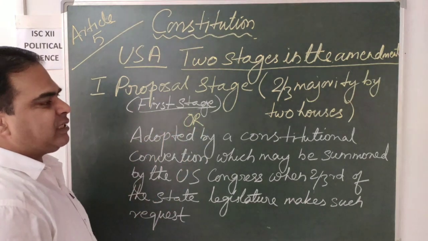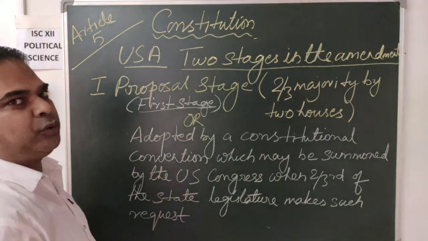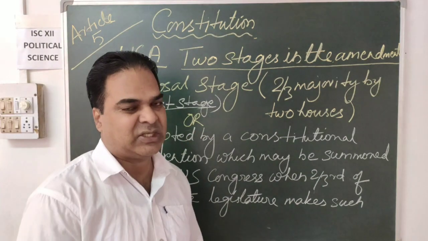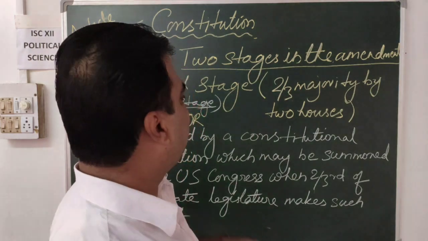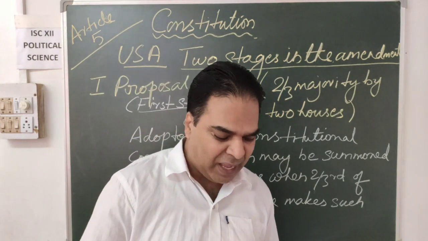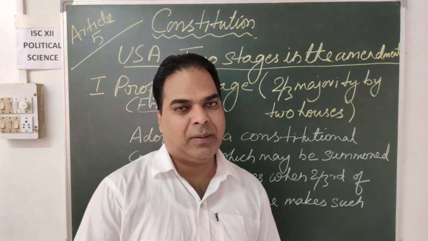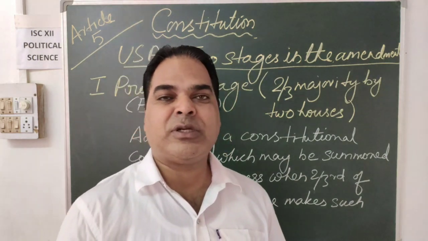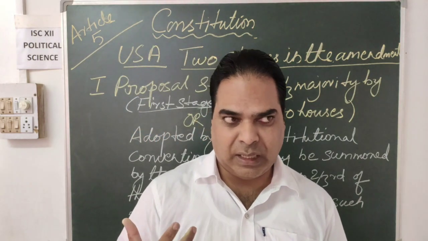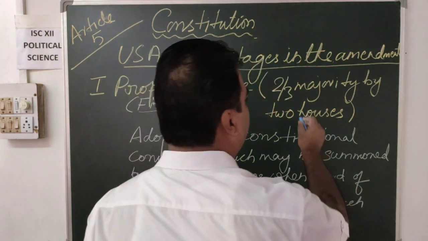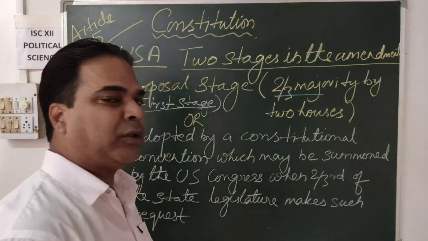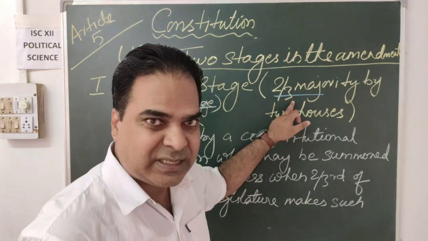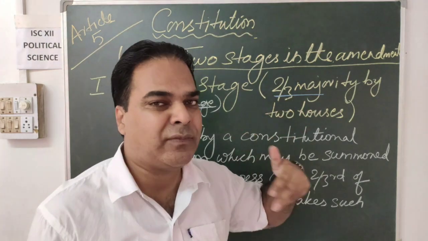In the first stage, the proposal stage, there are again two options. The first option is if both the houses of the US Congress adopt the proposal of the constitutional amendment by a two-third majority of both the houses separately, that means a two-third majority of the House of Representatives and a two-third majority of the Senate.